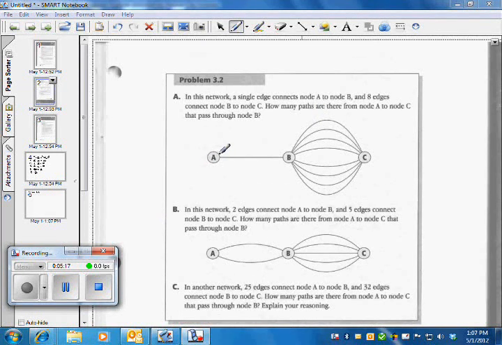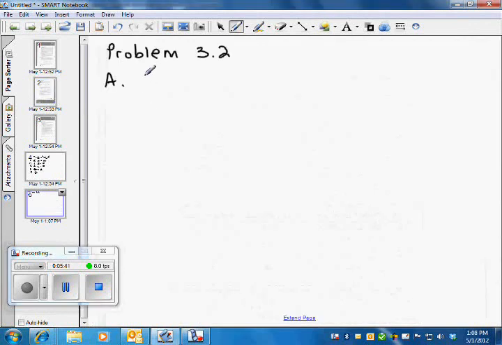Well, you can see if you just simply count paths, here's 1, here's 2, 3, 4, 5, 6, 7, and 8. So there are a total of 8 paths that go from node A to node C going through node B.